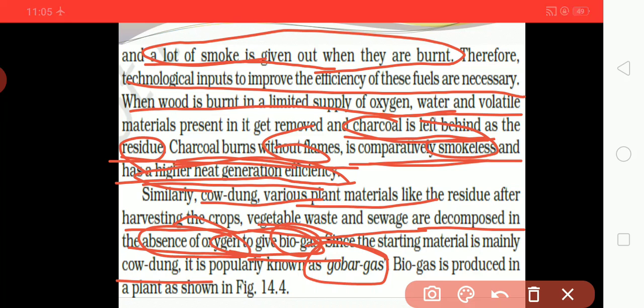Because its starting material is mainly cow dung, that is why it is called gobar gas. And biogas is produced in the plant. Okay, once again I am repeating how the biogas is produced.